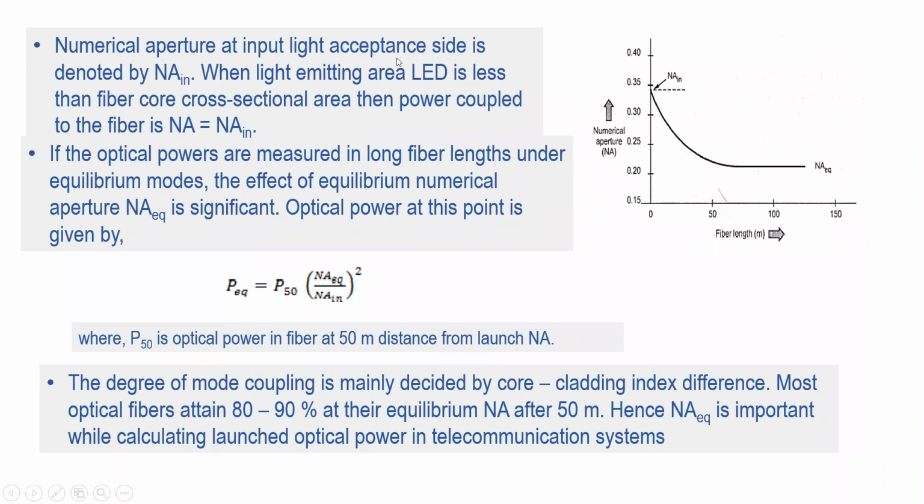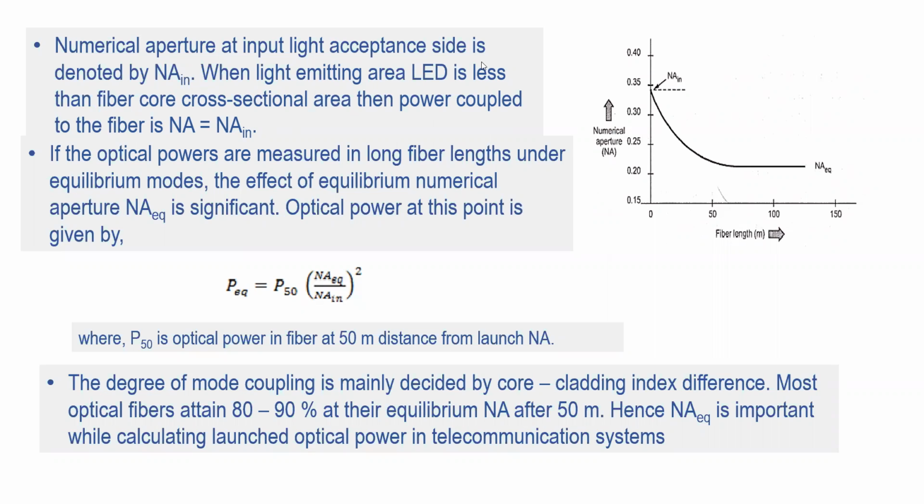Numerical aperture at the input light acceptance side is denoted by NA input. So at the input side or at the input fiber, numerical aperture is denoted as NA. Here it is NA in. Okay. When the light emitting area of the LED is less than the fiber core cross section area, then the power coupled to the fiber is NA is equal to NA in.